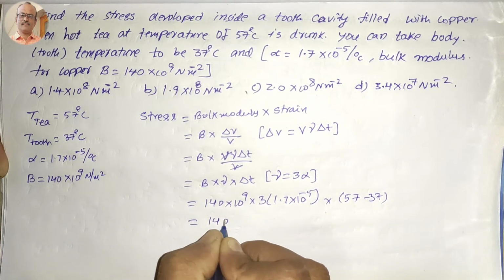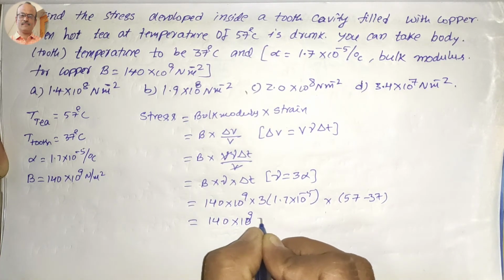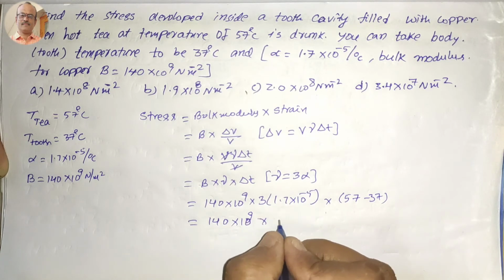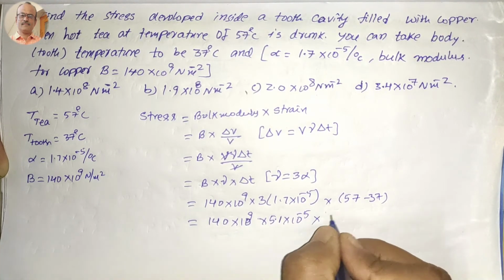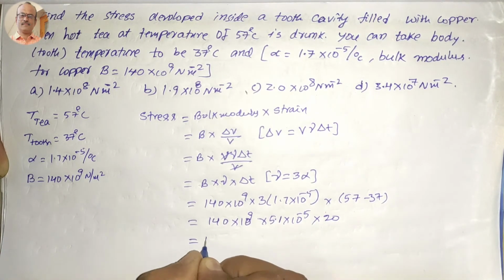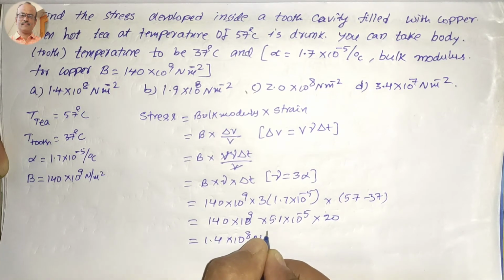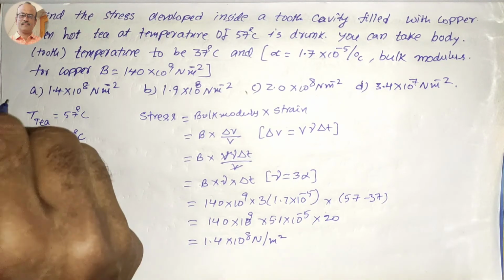So here 140 into 10 to the power of 9 into 3 into 1.7, 3 sevens are 21, 3 ones are 3 plus 2, 5, 5.1 into 10 to the power of minus 5 into 57 minus 37, that is 20. On simplification it is 1.4 into 10 to the power of 8 Newton per meter square. So which option is correct here? 1.4 into 10 to the power of 8. Option A is correct.